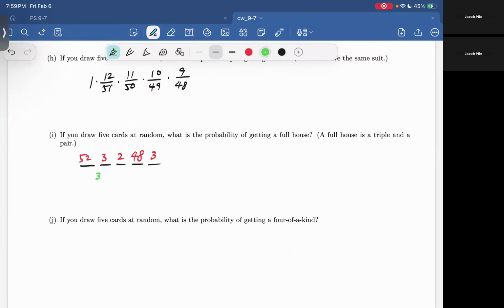So accounting for overcounting, 3 factorial, 2 factorial, that'll be 52 times 3 times 2 times 48 times 3 over 3 factorial times 2 factorial over 52 times 51 times 50 times 49 times 48 over 5 factorial. Same denominator.